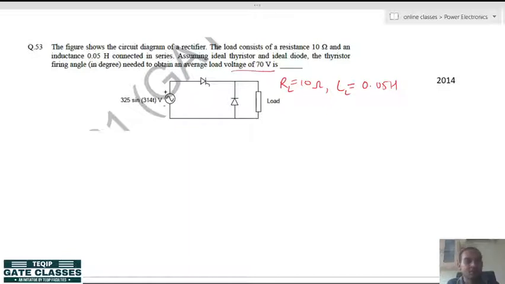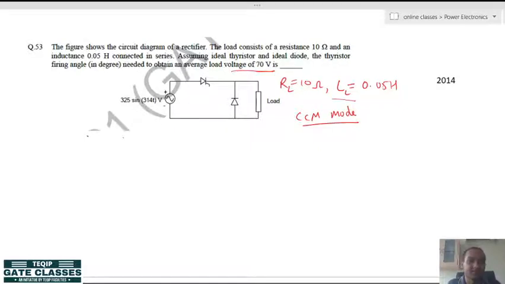Now, here you see that the freewheeling diode is given and the inductor value is also given to you. So, in order to get the average voltage of 70 volt, what do we need? Two possibilities may be there: either it may be continuous conduction mode or discontinuous conduction mode. Here the freewheeling diode is given, so let us assume the CCM mode here.